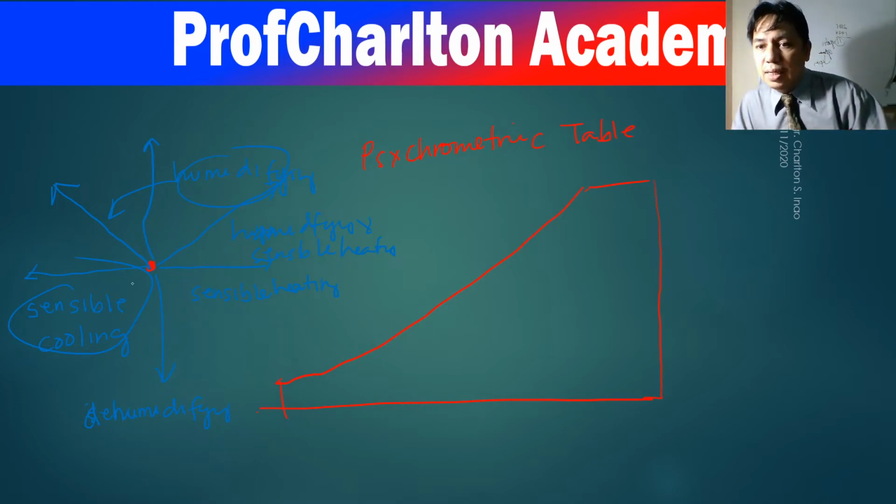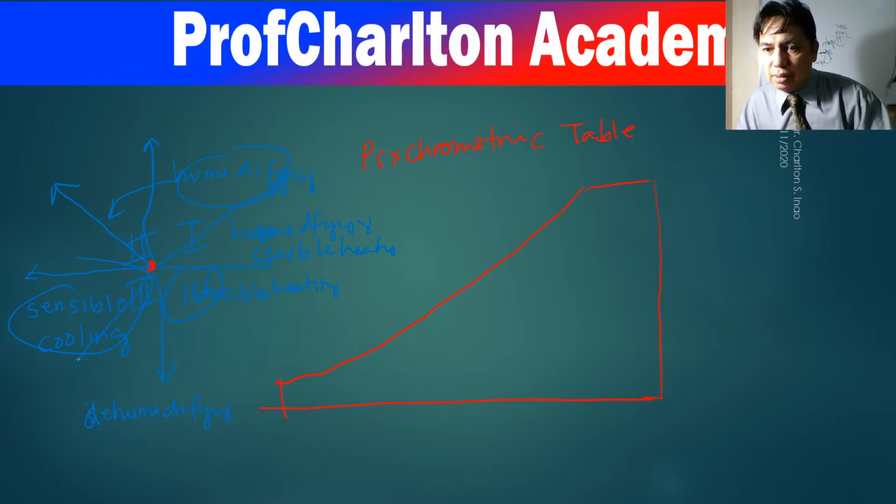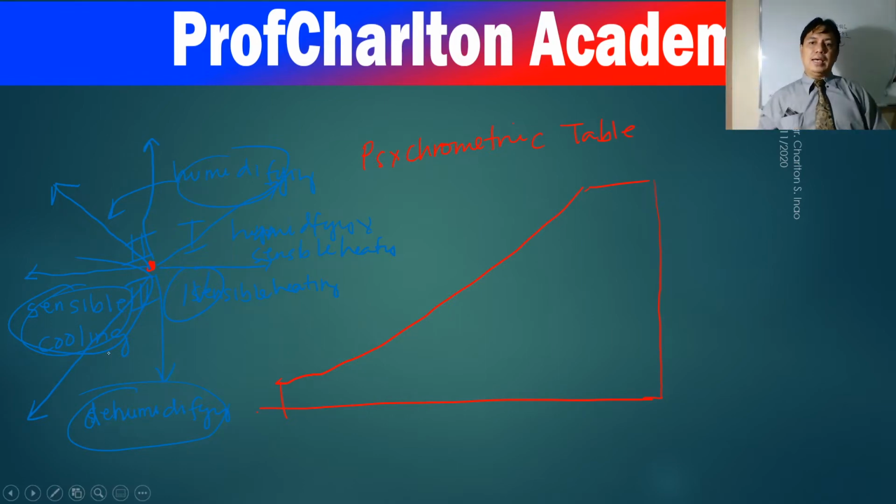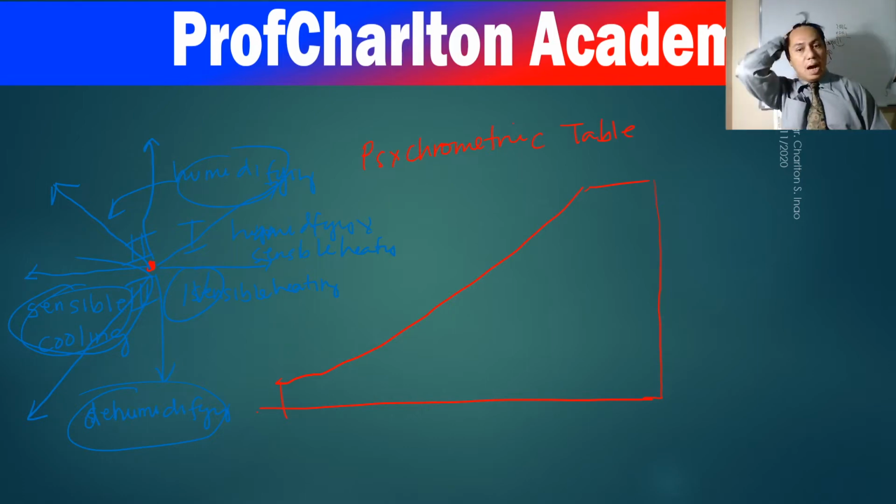Now, what else do we have here? The downward side, what is this? How do you put this in a Cartesian plane? 1, 2, 3, 4. If you are studying analytic geometry, at the third quadrant, you can project a slope downward here. It is a combination of sensible cooling and dehumidifying. And they are the processes involved in air conditioning, especially in psychrometry, the study of water vapor in the air.